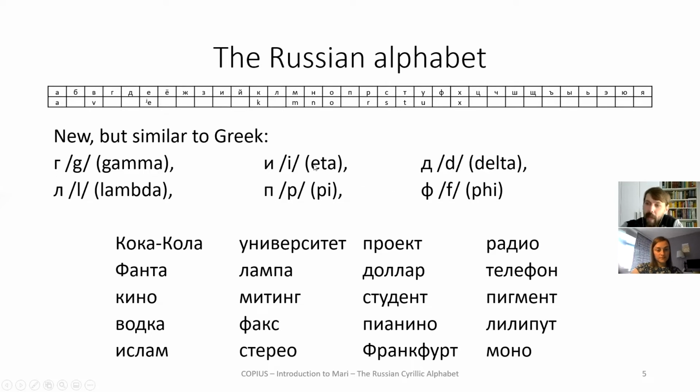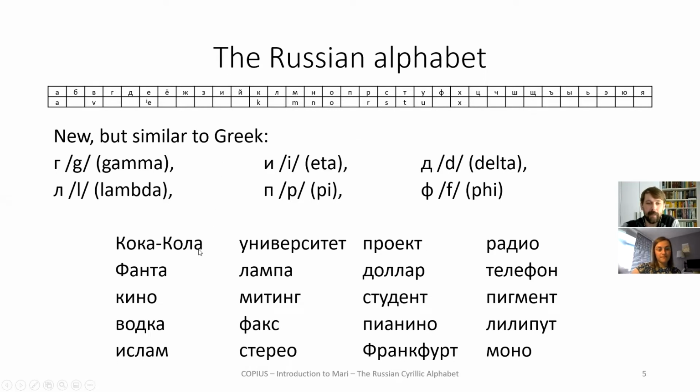The next set of letters that we have here are going to be new if you're coming from Latin, but they have striking similarities to Greek letters that you might know. For example, if you remember what pi looks like in Greek, Russian П looks very similar to that. If you remember what Greek gamma looks like, Russian Г looks very similar to that. So should we do the values of the letters? Г, Л, И, П, Д, Ф.